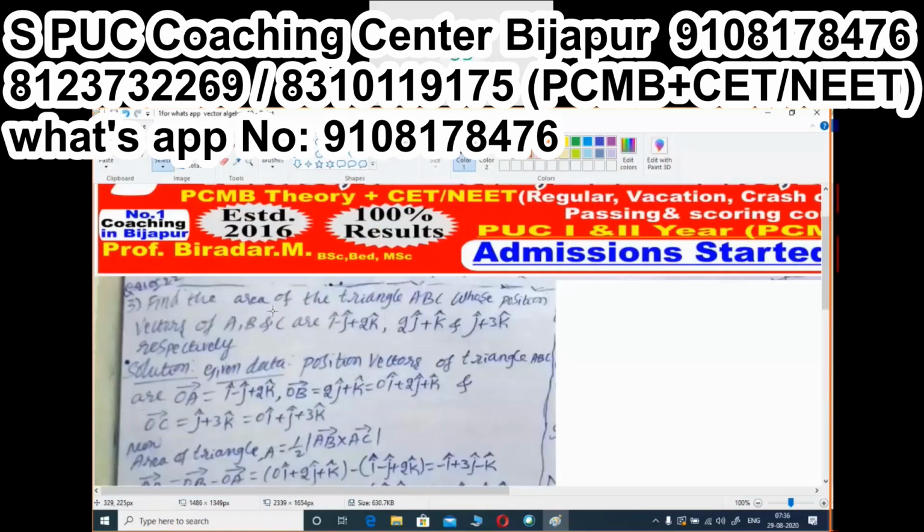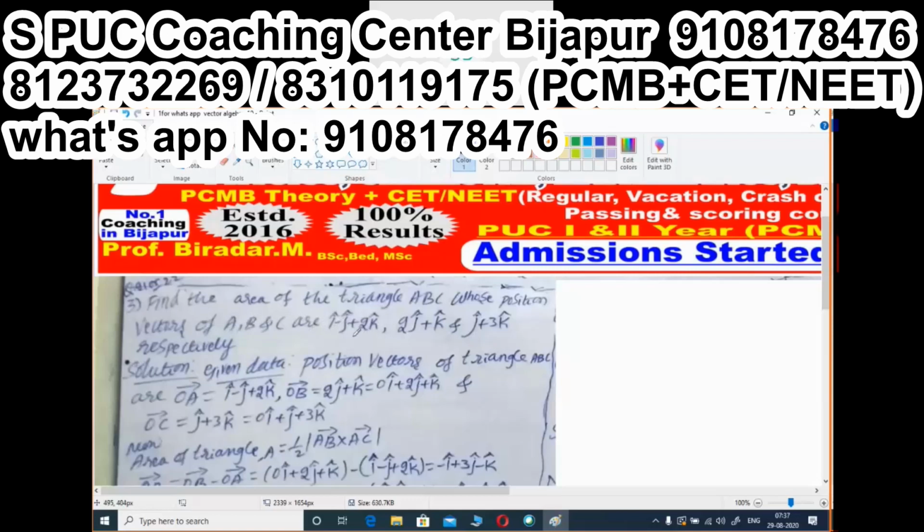Okay, you can take the third problem, concerned to the area of the triangle itself. Let us write it as question number 21 or 22. Find the area of the triangle ABC whose vertices A, B and C he has given as position vectors instead of points. The position vector of A is i cap minus j cap plus 2k cap.